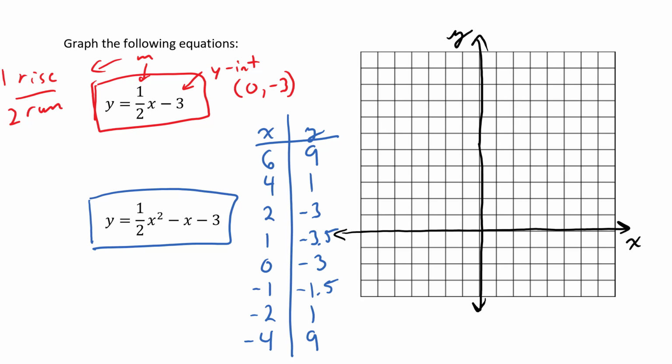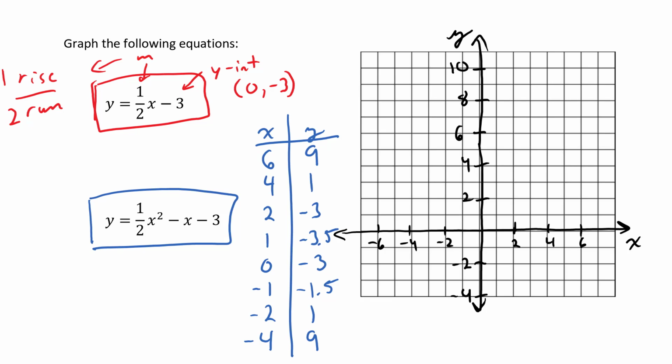Let's put our scale on here. We need to go from 6 to -4 on our x-axis. So we'll have every unit being worth 1 on the x-axis. On the y-axis, we have to go up to +9 and go down to -3.5. So let's make sure we squeeze that in there. Go down to -4 there. That should work well.